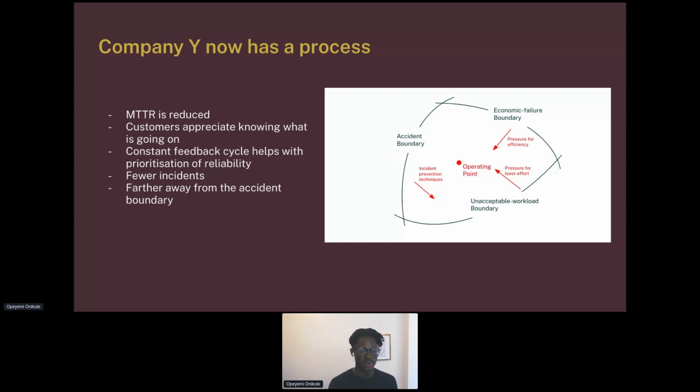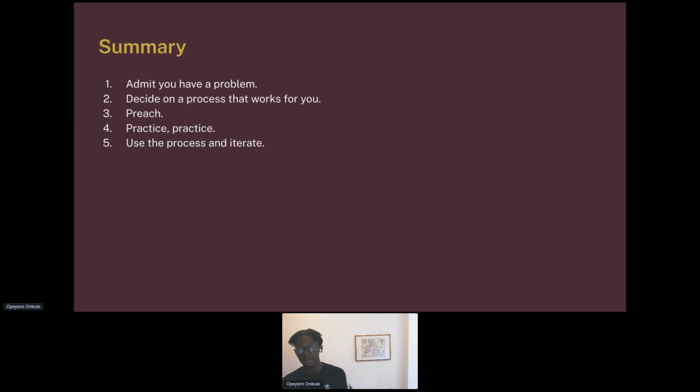Right. So we have come to the end. My summary is that the first step is to admit that you have a problem. If you do not admit that you have a problem and you need an incident response process, then you are not going to create one. And then when you finally admit, hopefully, you need to decide on a process that works for you, right? Based on all the information that has been shared today. And then there are tons of resources online as well.